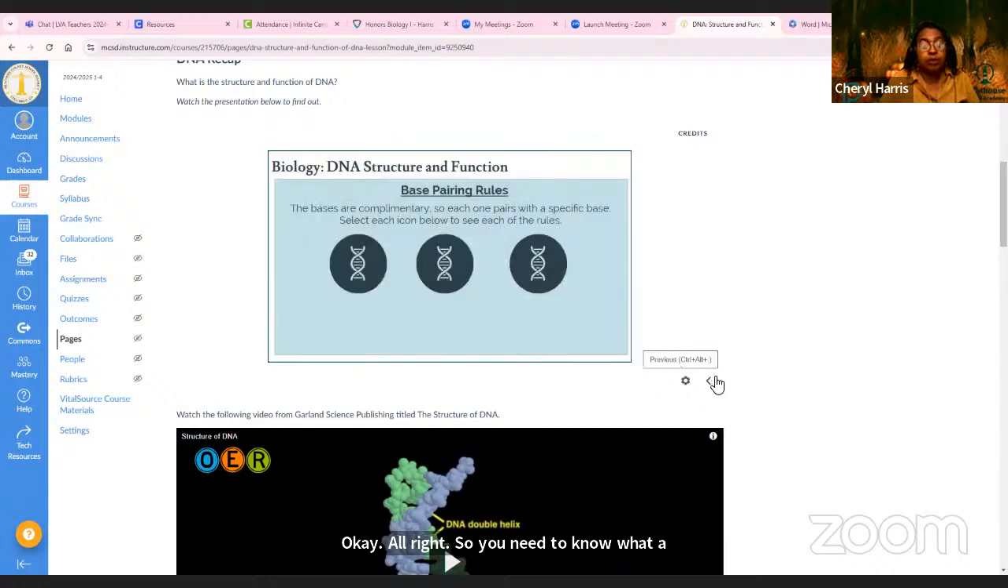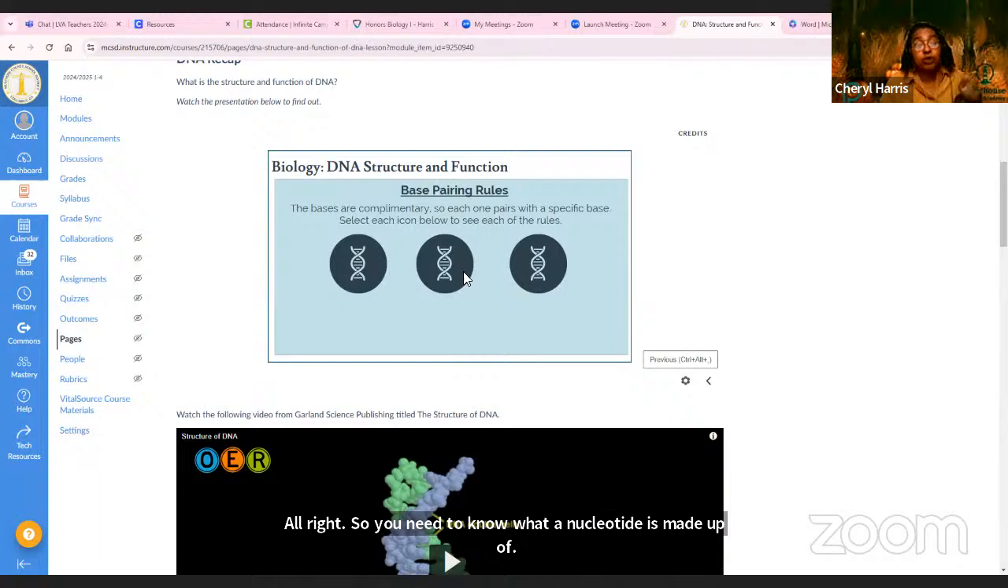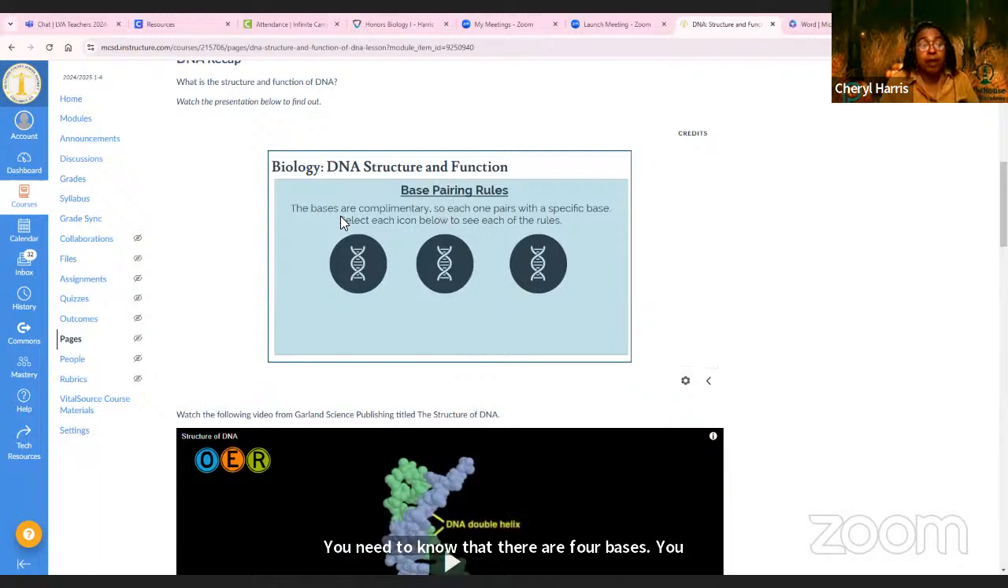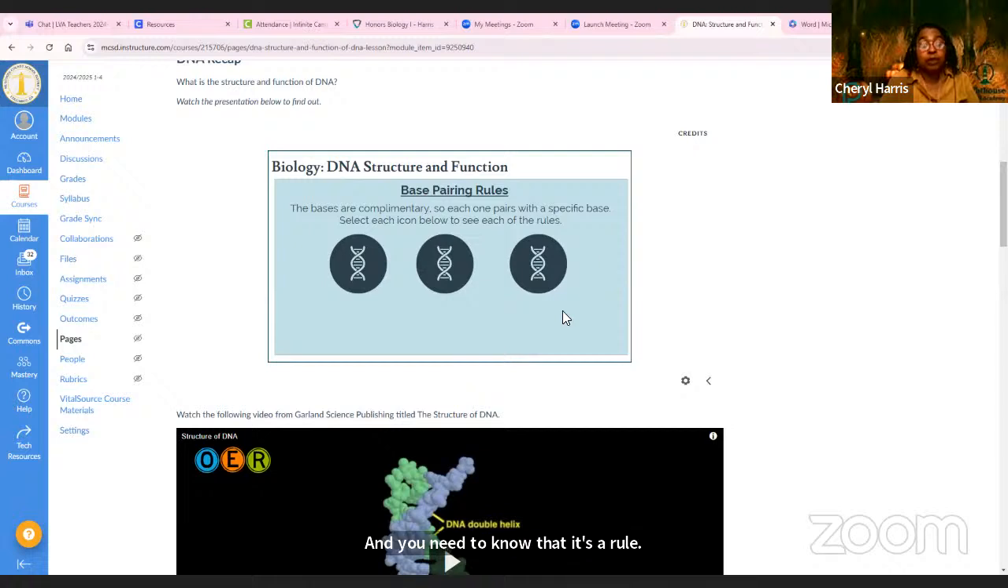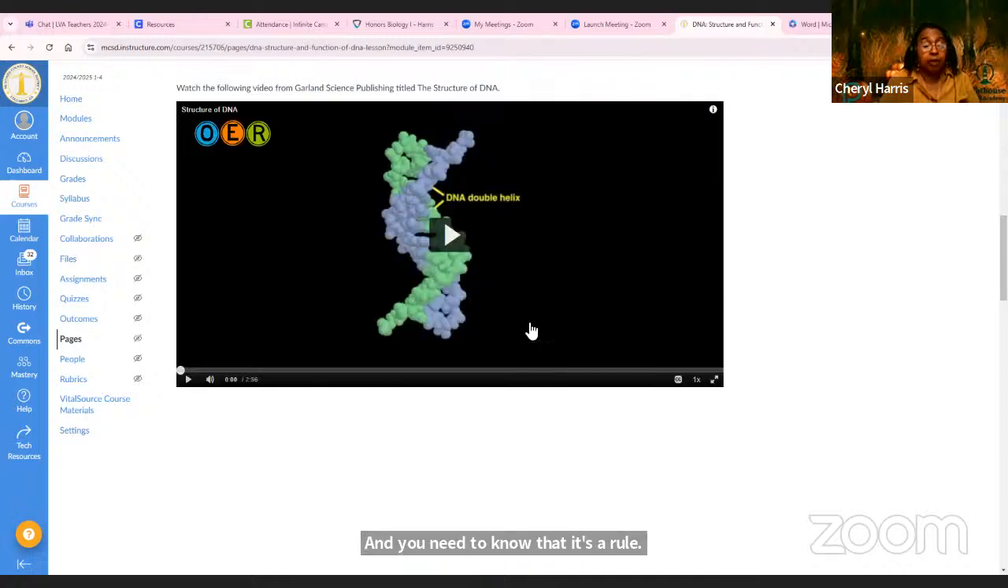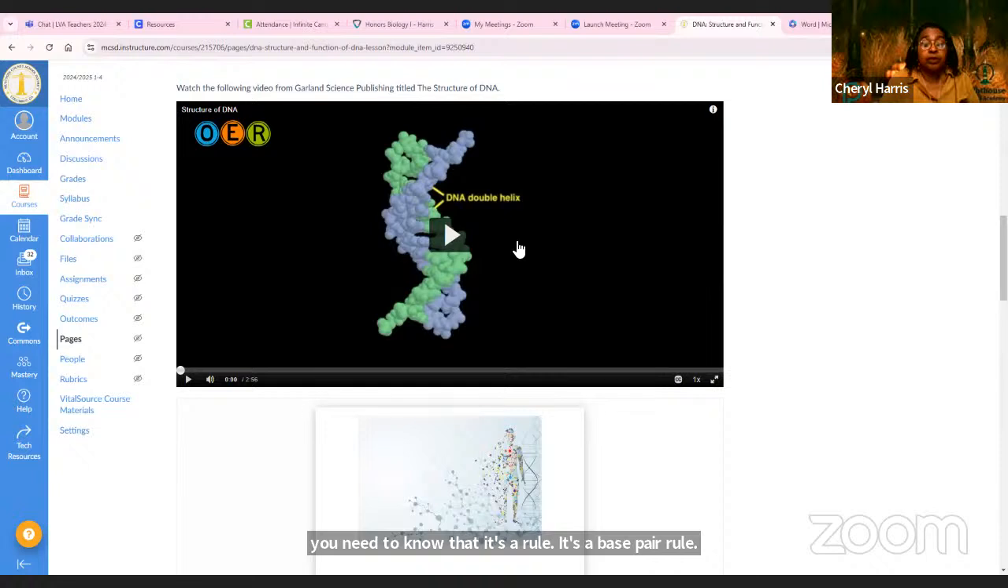Okay. All right. So you need to know what a nucleotide is made up of. You need to know that there are 4 bases. You need to know which bases pair with which bases. And you need to know that it's a rule. It's the base pair rule. Okie dokie. This one is basically, if you go through it, it's just going to rotate the DNA molecule and give you different views of the double helix.